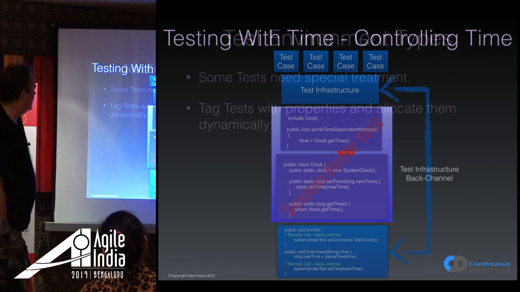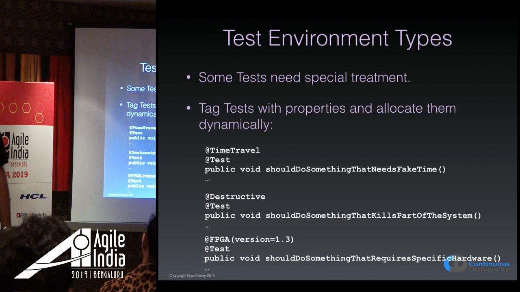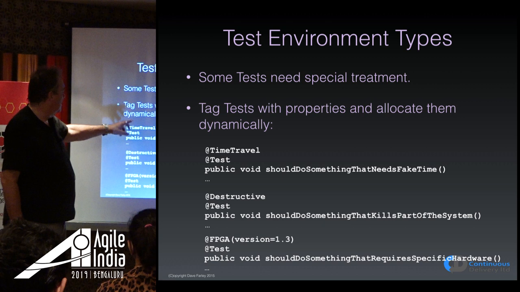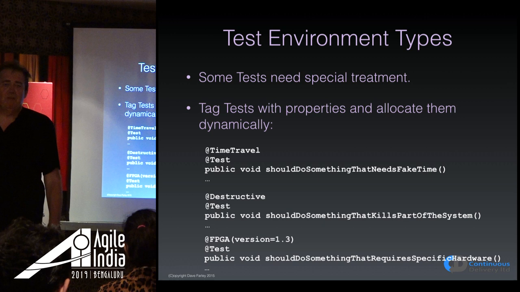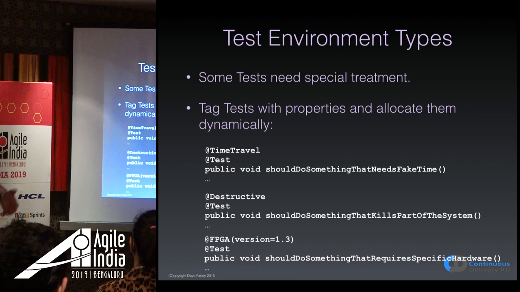If you're doing that kind of thing, then one of the things that you probably don't want to do is run time travel tests at the same time as you're doing other kinds of tests, because your system's going to go crazy then. Or two time travel tests at the same time is probably not going to be good. So you could tag your tests like this and say, this is a time travel test, so it needs special treatment. This is a destructive test, I'm going to break bits of the system, that needs special treatment. This test requires a specific piece of hardware, and that requires special treatment. And now you can start to imagine a piece of software that at runtime interprets those tags and allocates those tests to different parts of your test infrastructure to evaluate them.